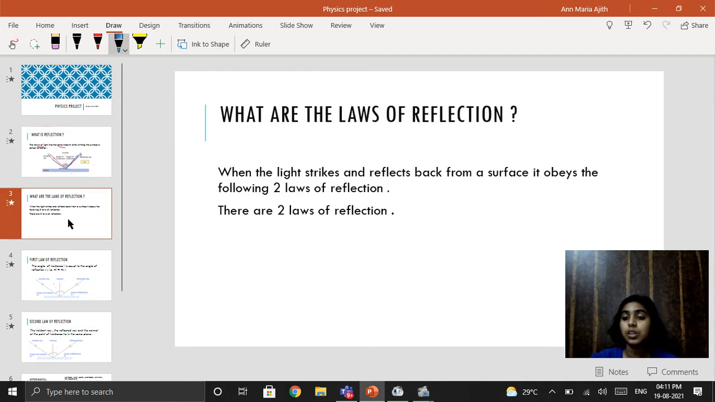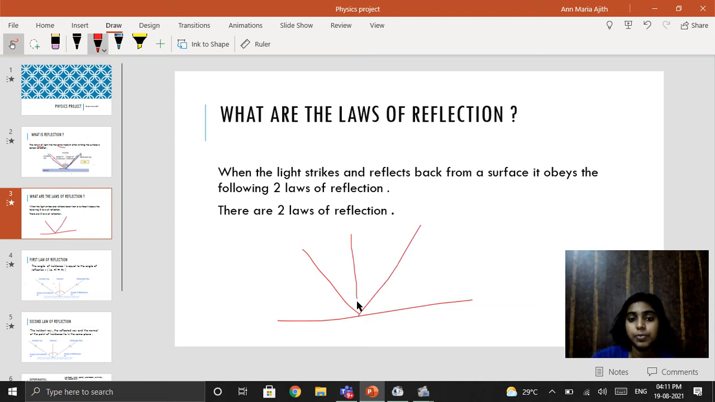Now, let us look into the laws of reflection. Whenever we have an object, this is the surface and we have a beam of light striking and then reflecting, and this is the normal. So I can say that whenever a beam of light strikes the surface and reflects, it will always obey these two laws. So we can say that there are two laws of reflection.